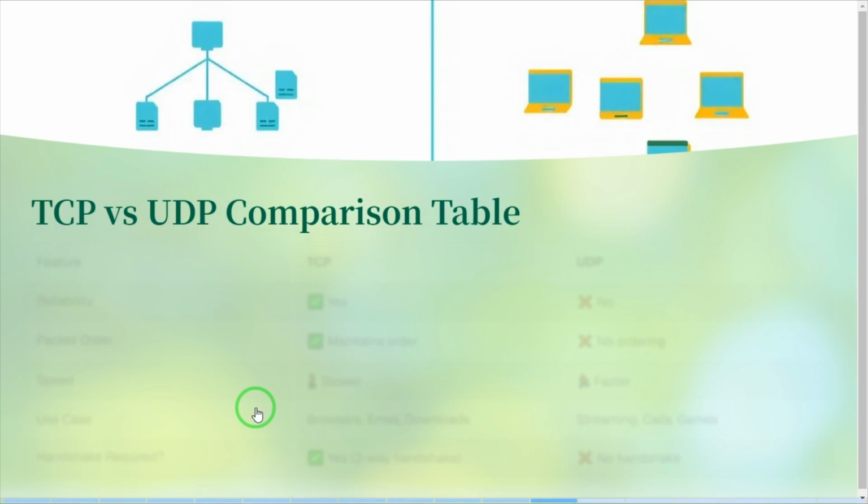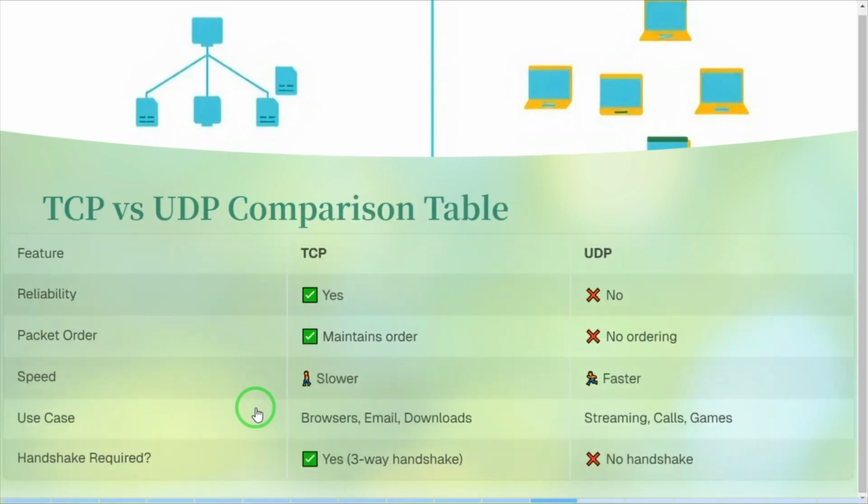Now let's look at the TCP and UDP comparison table. For reliability, it is a yes for TCP and a no for UDP. Then packet order: TCP maintains the order in which the packets are sent, but for UDP, there is no ordering. Then the speed: TCP is slower because it checks for errors, but UDP is faster because it doesn't care if there is an error or not.